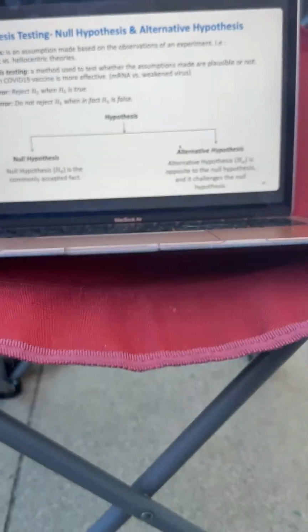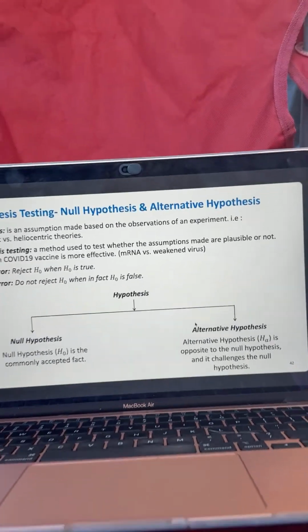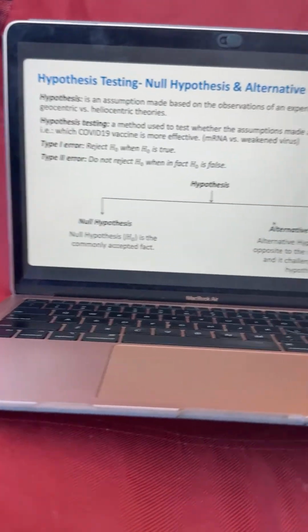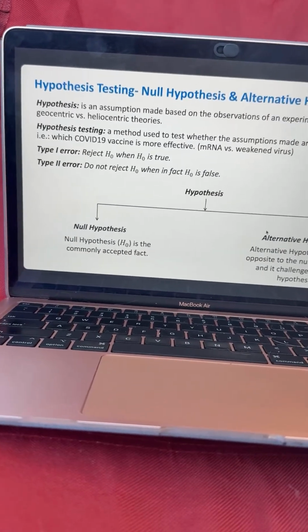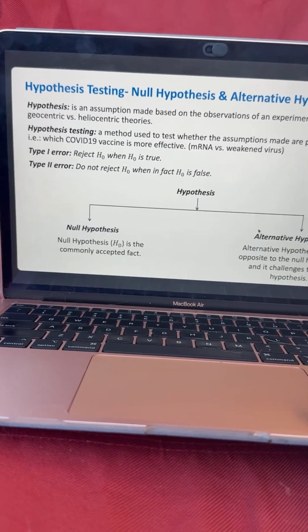Type 1 error: reject H0 when H0 is true. You don't believe in your homegirl, but then you don't reject her, but you should leave her. So that's a type 2 error. So type 1 is treating your girl bad, and then type 2 is not leaving her when you should.